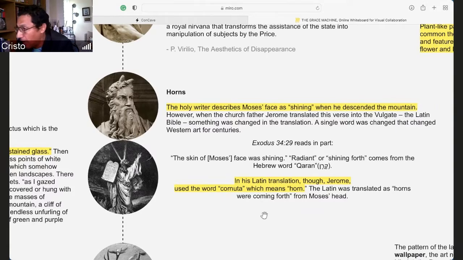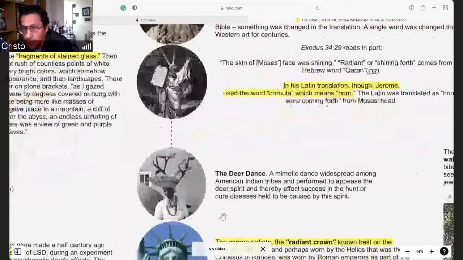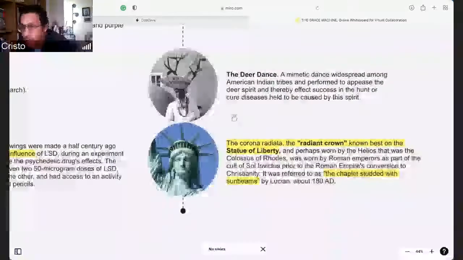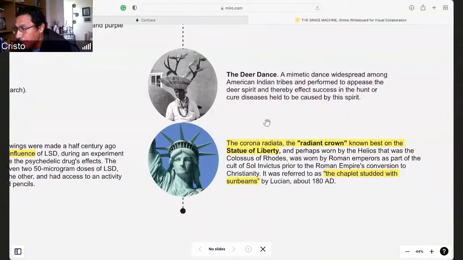And also, if you scroll down, we come to the last two halos here. First we have the Native American shaman wearing a headpiece with deer horns, right? That is part of a mimetic dance to appease the deer spirit. And then at the bottom, we have this same notion of greatness of America, right? The corona radiata, or the radiant crown, best known from the Statue of Liberty.